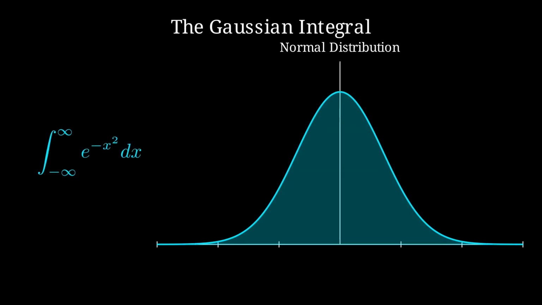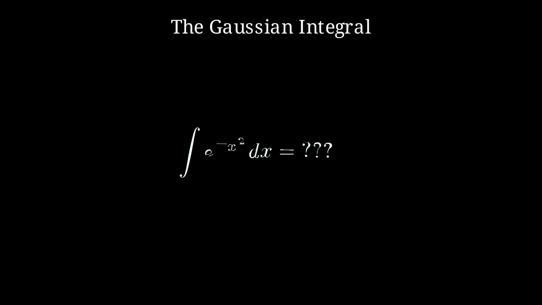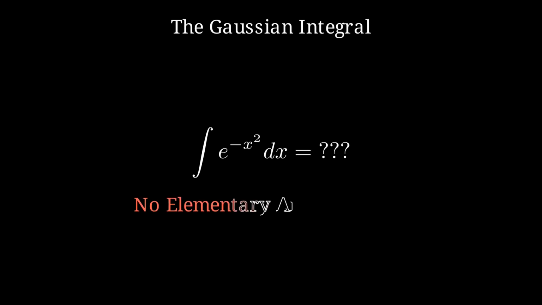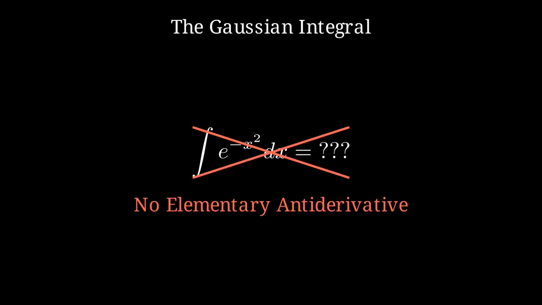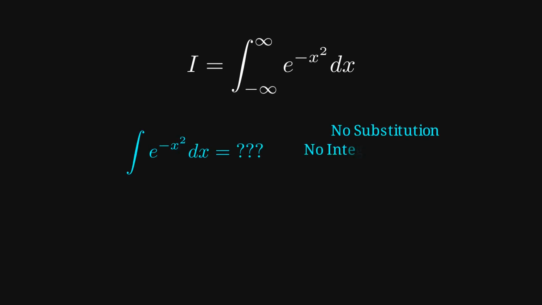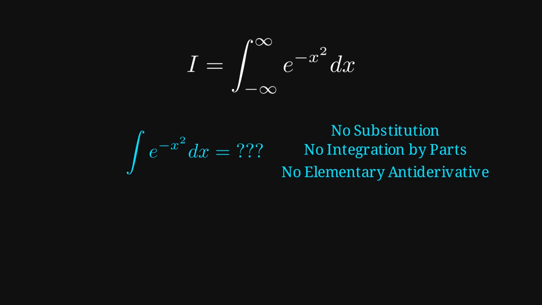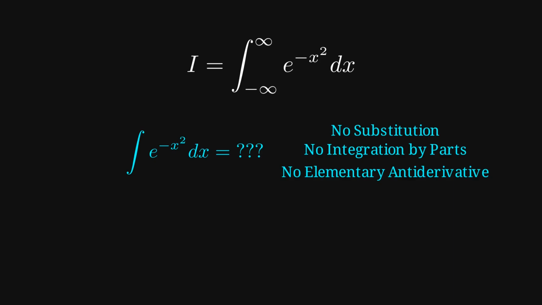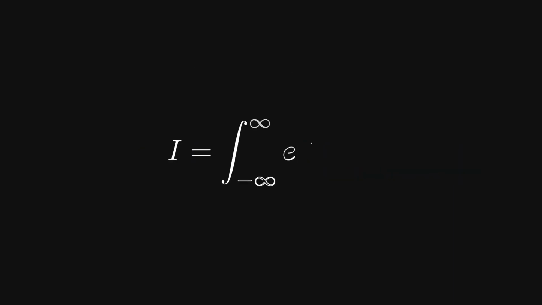But here's the problem. If you try to find an antiderivative of e to the negative x squared, you'll quickly realize it doesn't exist in terms of elementary functions. No amount of substitution, integration by parts, or clever algebra will give you a simple answer. So how do we solve it? We're going to use a technique so creative, so unexpected, that when you see it, you'll understand why mathematics is truly an art form.